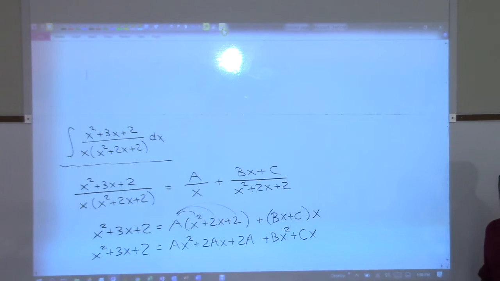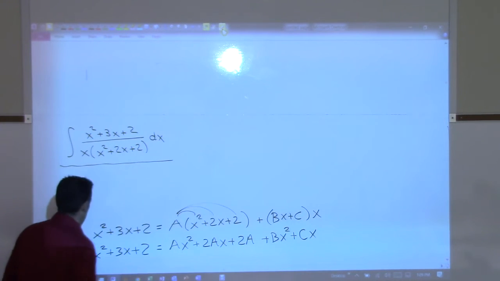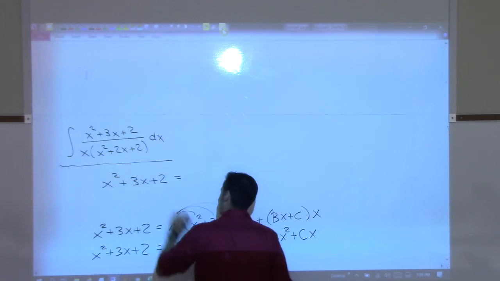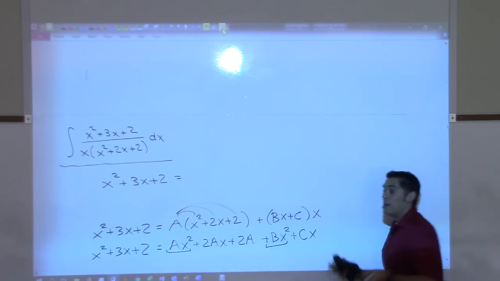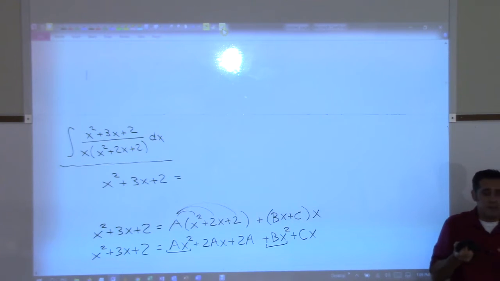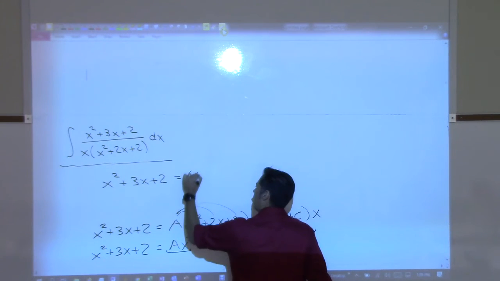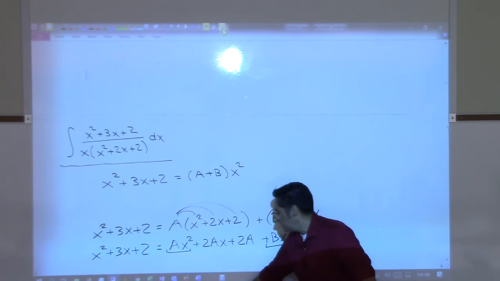Now we match our coefficients, right? We combine like terms, I should say, and then we'll match the coefficients. So I'll move this back up here. I'm going to write the left-hand side down again, x squared plus 3x plus 2 equals, and let's see, here are my x squared terms, here and here. I'm going to put those together and factor the x squared out the back side instead of the front side. So I'm going to have a plus b, and then x squared. That takes care of those, right?